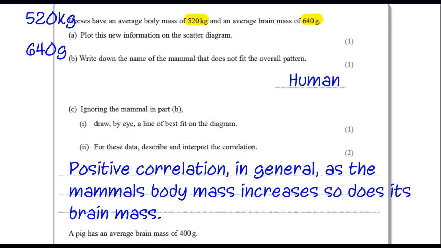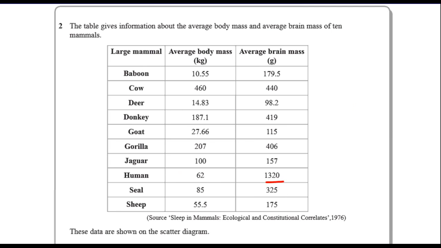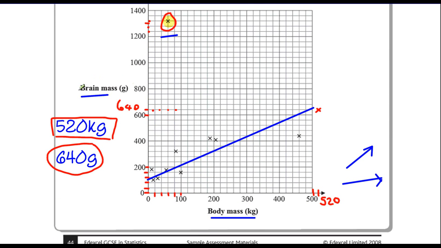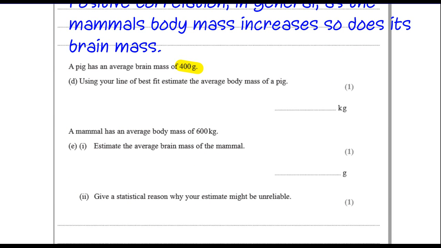Okay, a pig has an average brain mass of 400 grams. Using your line of best fit, estimate the average body mass of the pig. So we're looking for 400 grams in brain mass. Okay, brain mass over here, 400. So let's go across to our line of best fit. Let's go down, and so we need to just figure out what that number is. We said we're going up in 20s, 220, 240, 260, 280, so it's 270, bang in the middle. So 270 kilograms.